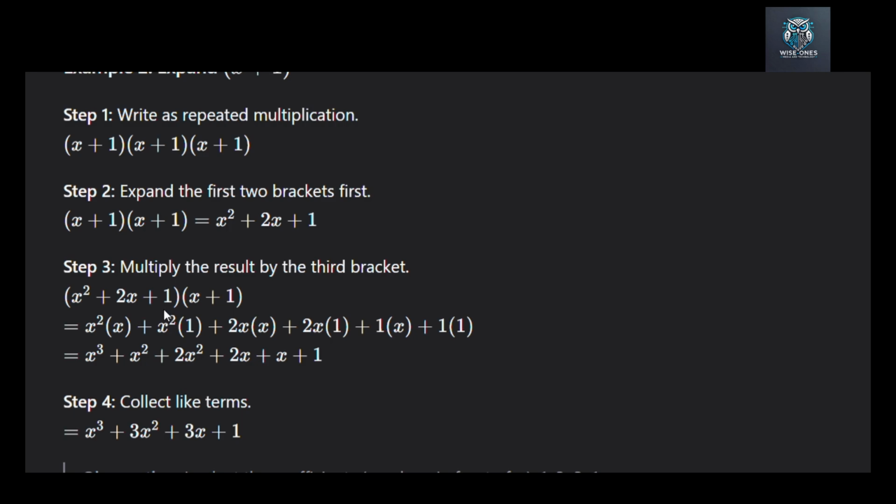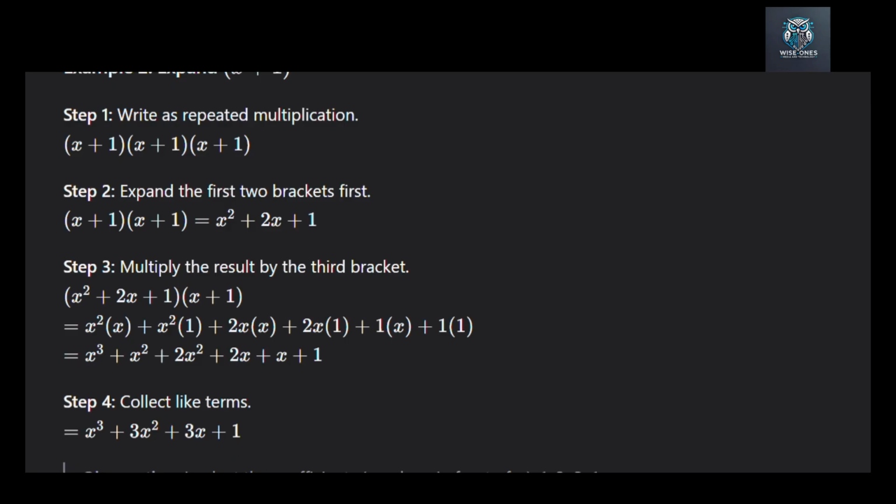Finally, take the 1 from the first bracket and multiply it by the second bracket. 1 times x is x. 1 times 1 is 1. Now, let us list everything we got: x cubed plus x squared plus 2x squared plus 2x plus x plus 1. Step 4. Collect like terms. Look at the x squared terms. We have 1x squared and 2x squared. That makes 3x squared. Look at the x terms. We have 2x and 1x. That makes 3x. So the final answer is x cubed plus 3x squared plus 3x plus 1.